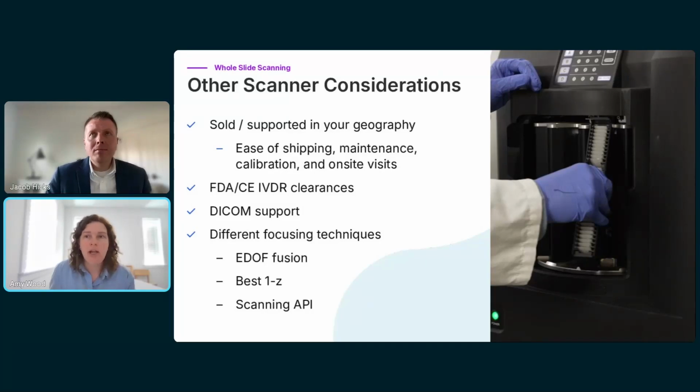Another is DICOM support. DICOM is a file type that is the industry standard in radiology and is quickly becoming the industry standard for these sample types as well. And so, if that's something that's of interest to the lab, it's important to choose a scanner that supports that file type. Some other things are different focusing techniques, whether we're using this extended depth of field fusion, where we take multiple layers and combine them, or if one Z layer will be sufficient, then we can do that. Or using the scanning API, where we have the fiducials and we're guiding the scanner to focus in a certain area. All those things we can consider, and different scanners have different abilities in each of those areas.